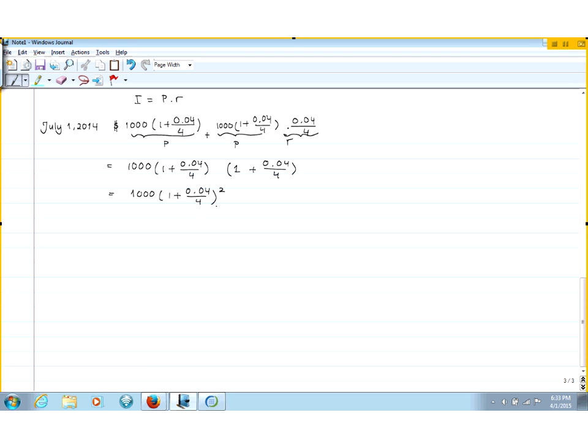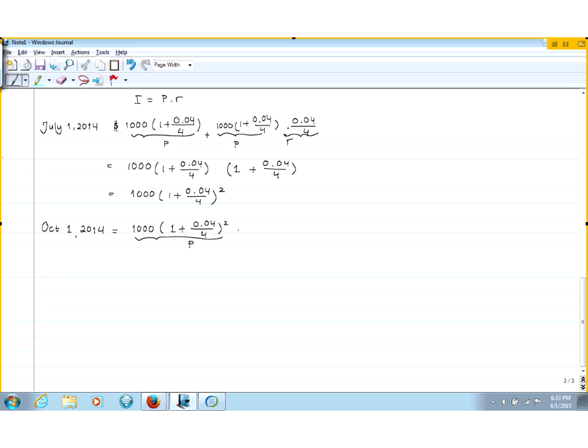So that's what happens on July 1st, 2014. This is the amount of money that Claudia has. We haven't really calculated what the value is, but this is what Claudia has. Now, what happens on October 1st, 2014? On October 1st, 2014, this is the principal: 1,000 times 1 plus 0.04 over 4 squared. That's the principal.